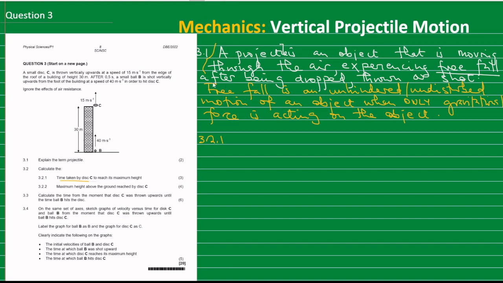Now, to calculate the time taken here, we need to analyze the data that is given. So when the disk C is thrown, it was projected upward. So as it moved up, there is a point where it had to stop instantly and then fall back. Okay, so at that point it reached a maximum height, with a final velocity of 0.